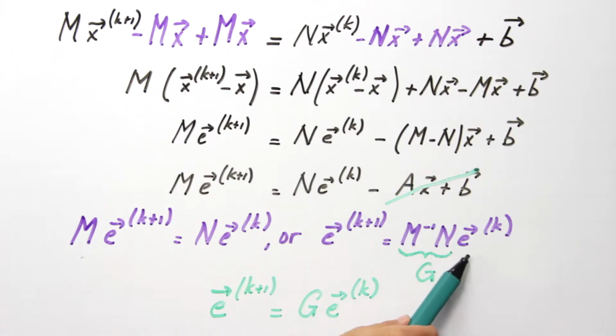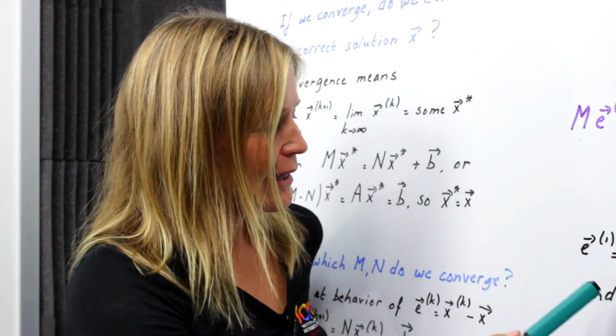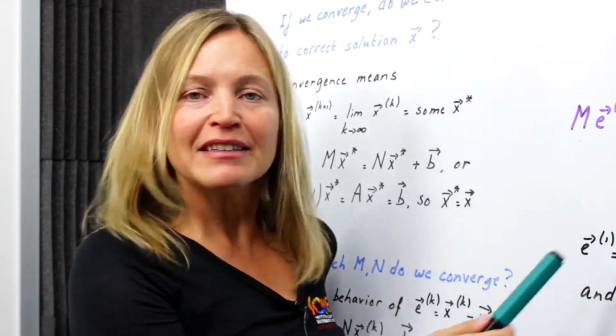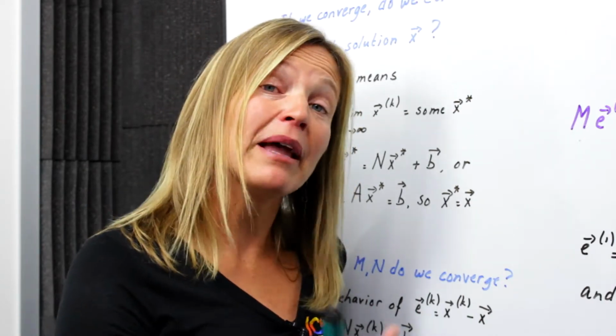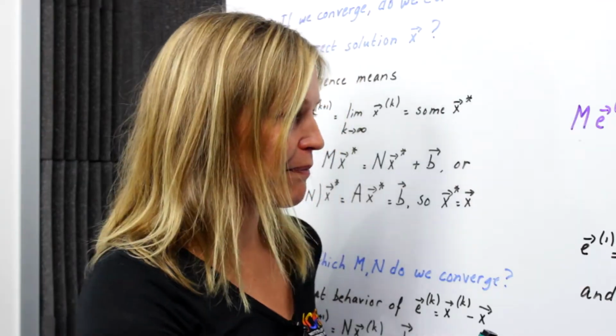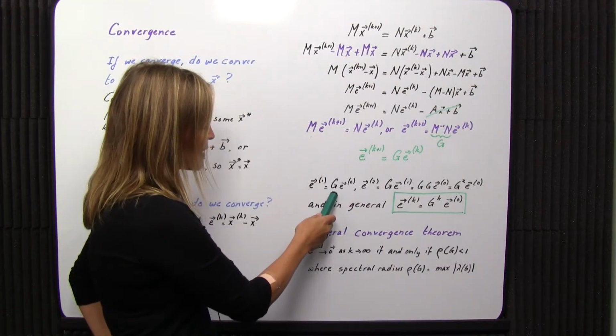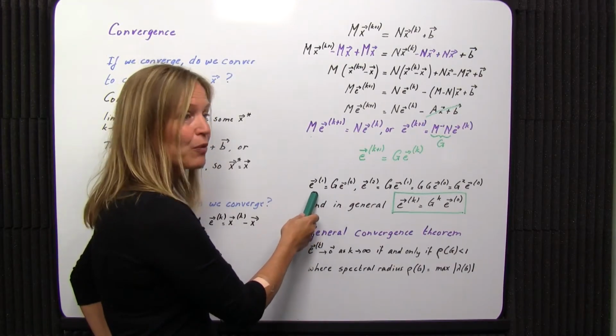If we have a previous error, E^k, the new error is just that E^k amplified by G. So E^(k+1) is G E^k. Let's think about this. We start off with an initial guess x0. So we don't know how big it is, but we're making an initial error E0. That error E0 gets amplified by G to create E1.